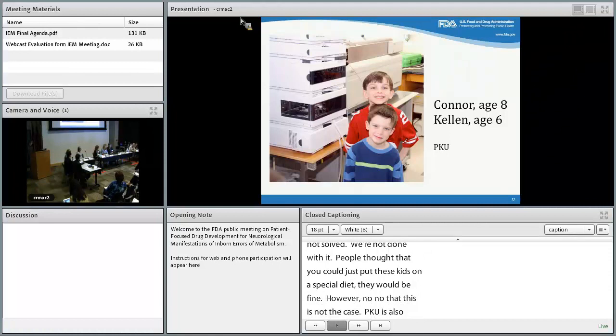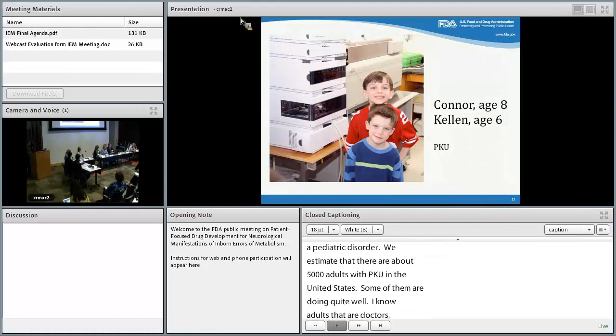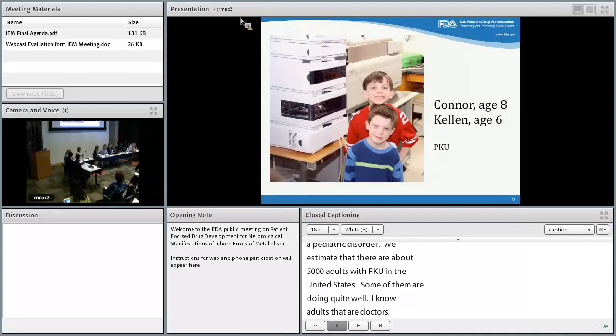PKU is also different from many other inborn errors in that we are not just a pediatric disorder. We estimate that there are about 5,000 adults with PKU in the United States. Some of them are doing quite well. I know adults that are doctors, dietitians, lawyers, and executives. However, many are not doing so well. They find it difficult to hold down jobs, have anxiety, cannot handle social situations, and suffer from phobias.